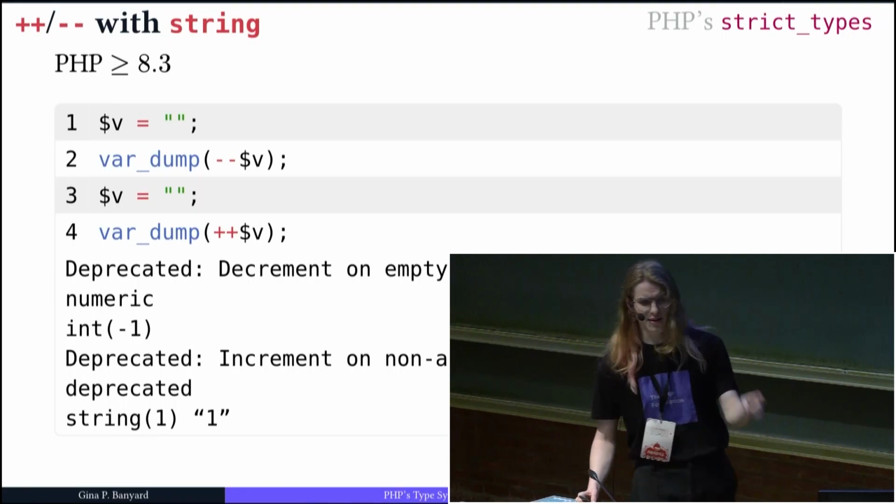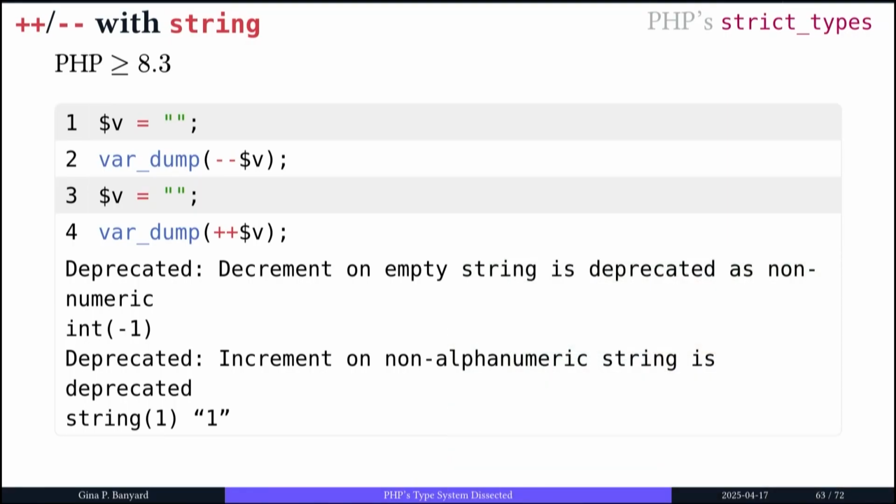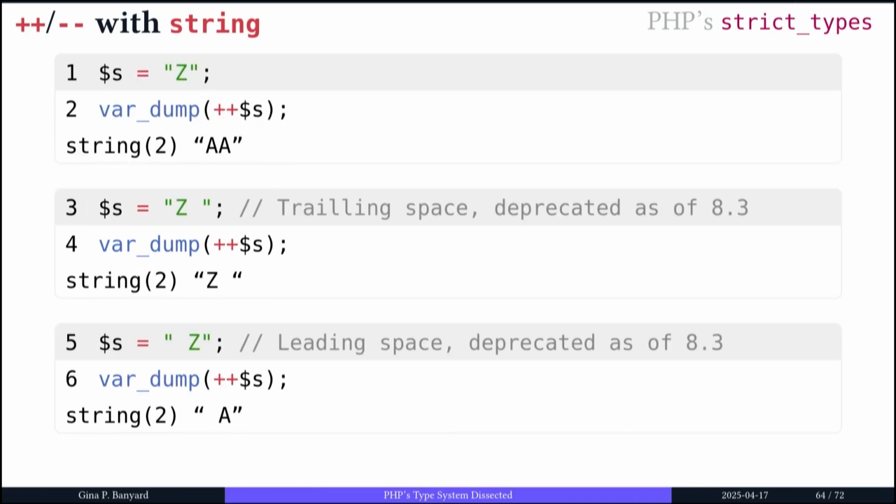Now what you may see is that the deprecation message is a bit different. Decrement on empty string is deprecated because it's non-numeric. Increment on non-alphanumeric string is deprecated. Because PHP has this wonderful feature that it took from Perl, which is string increments. So you can increment a string, and it will do Excel-style column incrementation. So when you get to Z and you do ++, you get AA.